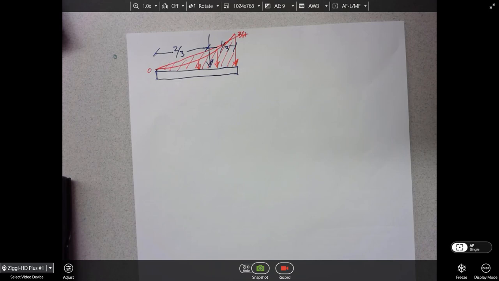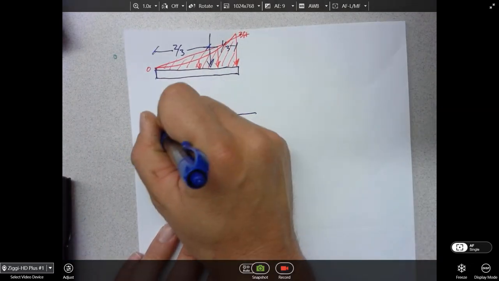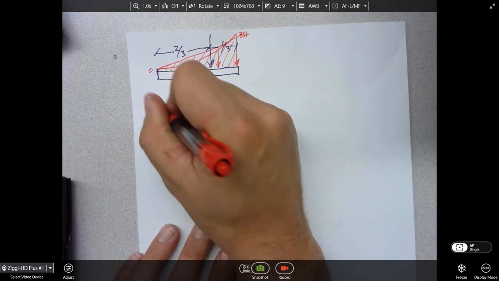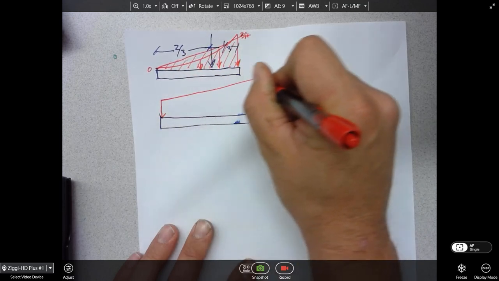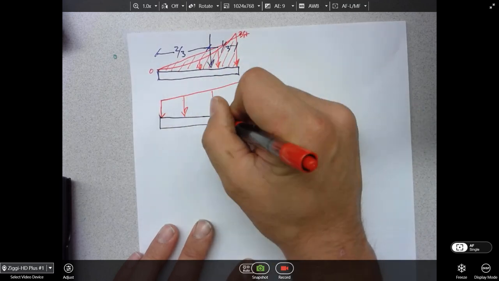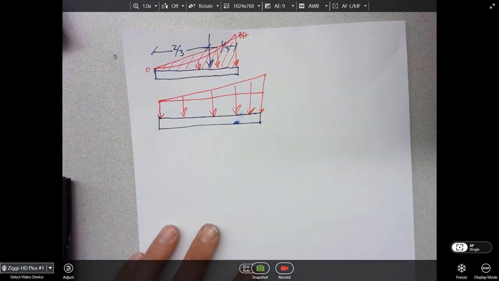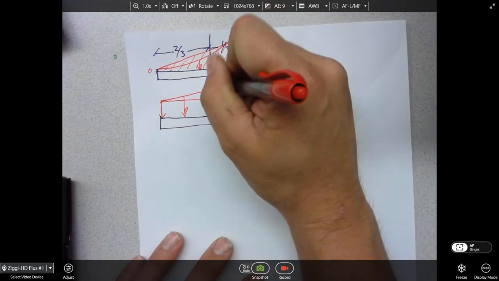So engineers see the world in first order functions, right? And it's a very straight line world, okay? Now, here's another one. If for some reason we saw a beam that looked like this, where we had maybe a trapezoid load, right? So we would see this as, oh, look, there's a square with a triangle on top of it, okay? And we would make this two resultant forces, one in the middle.